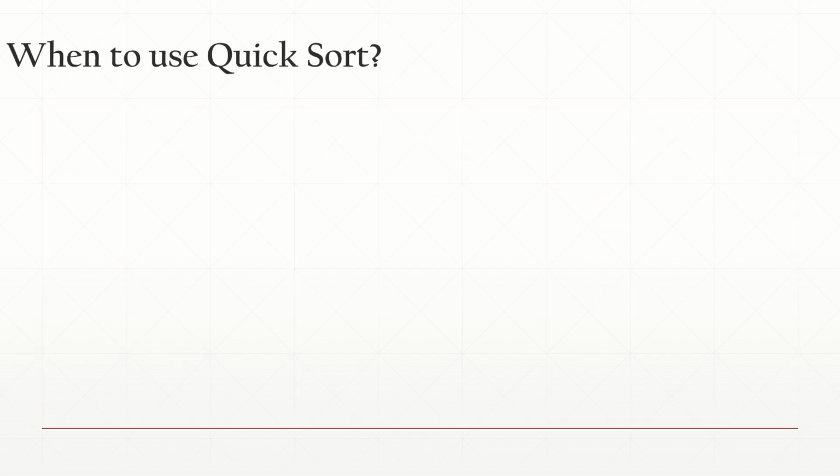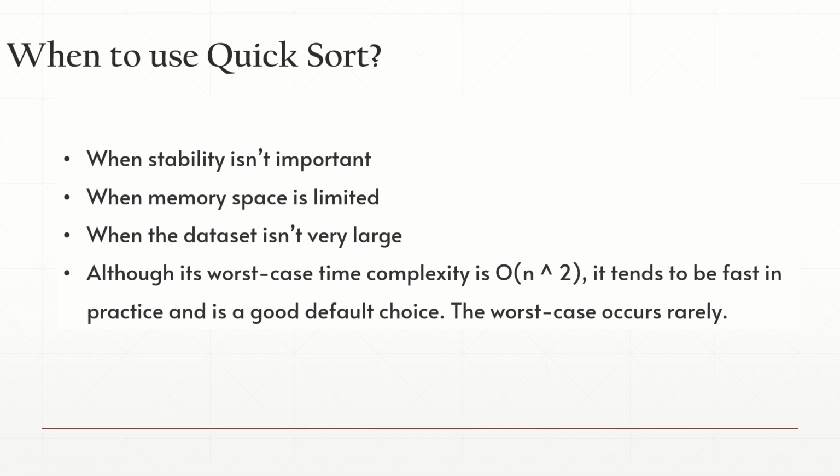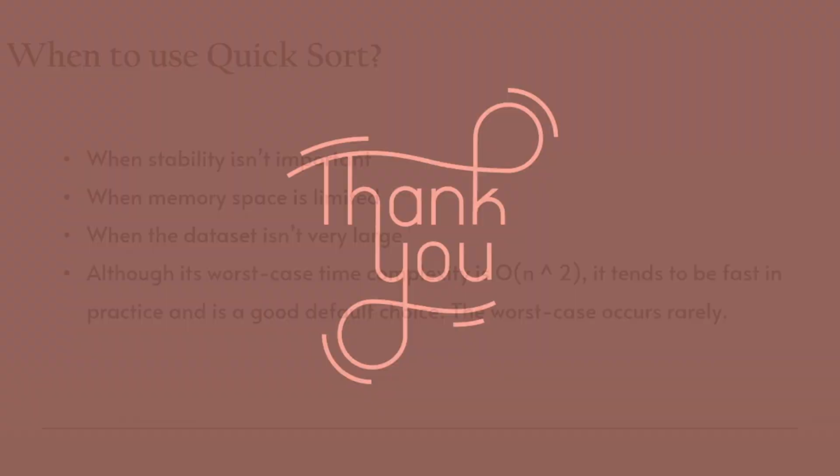Let's see when you can use quicksort algorithm. So the first thing is when stability is not important, when the memory space is limited, when the data set or the list you want to sort is not very large. Although the worst case time complexity of this algorithm is O(n squared), which is going to happen very rarely, this algorithm tends to be fast and is really a very good choice.